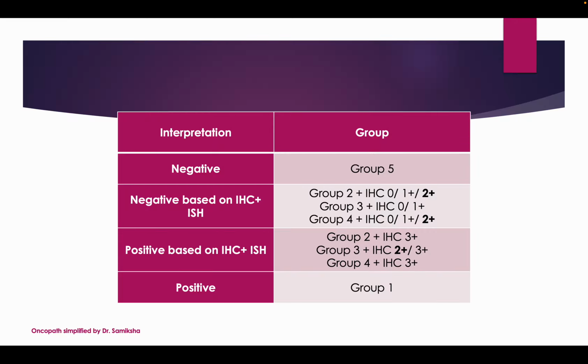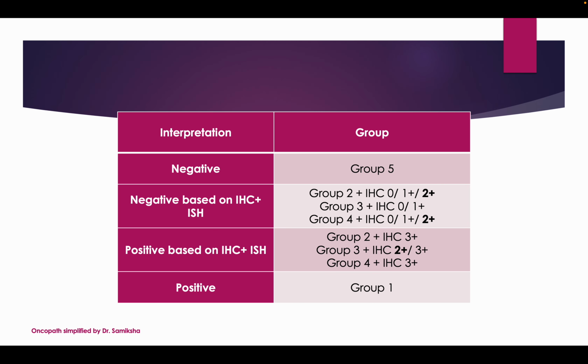So based on both IHC and ISH, you will say that these tumors are negative if on ISH it's group 2, but on IHC it's showing a score of 0, 1 plus or 2 plus. If on ISH it's group 3, on IHC it's showing an expression of 0 or 1 plus, and if on ISH it's group 4, on IHC it's showing an expression of 0, 1 plus or 2 plus.